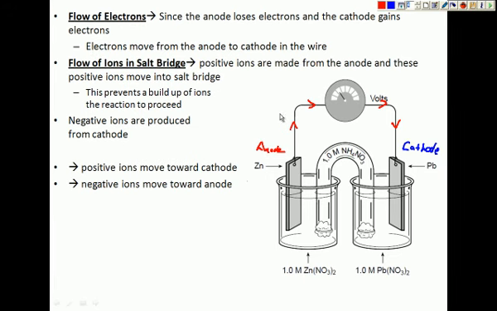Often a question will say, draw in the electrochemical cell the flow of electrons, and you would draw something like this, these little arrows, with electrons going in this direction.